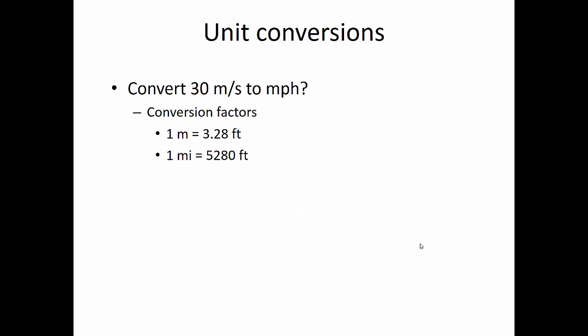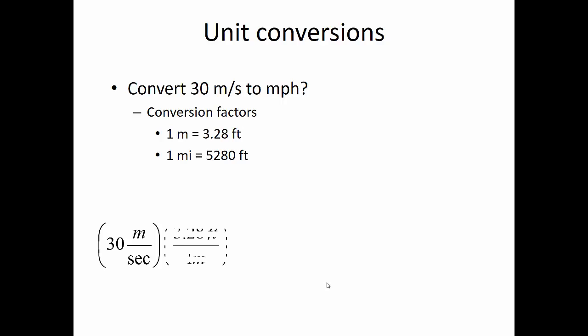Let's try another one. Let's convert 30 meters per second to miles per hour. Again, our conversion factors: 1 meter is 3.28 feet, and 1 mile equals 5,280 feet. Let's start with what we know. We have 30 meters per second. I'm going to write it this way so that I have the meters on top and the seconds down below, so that when it comes time to cancel, I can cancel the units out easily.